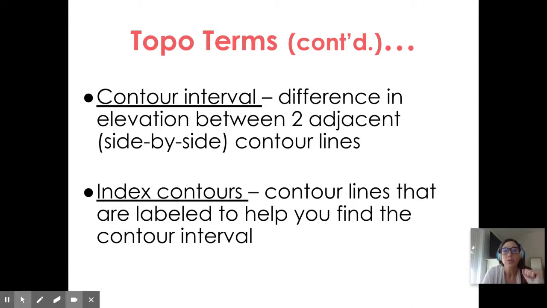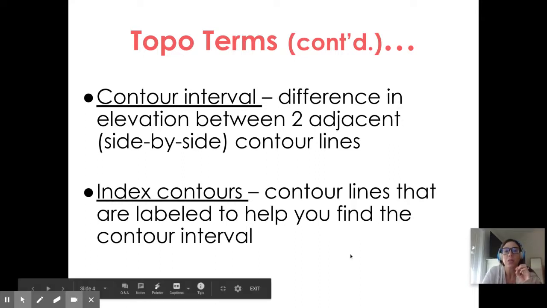The contour interval is the difference in elevation change between two adjacent, and adjacent means side by side, so two lines that are side by side. Each one represents a number, and the interval or change when you go from one line to the next tells you what the contour interval is. And an index contour is a contour line that is labeled, and it is bold, and it helps you to find the contour interval.